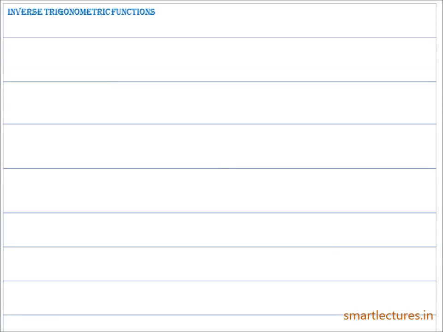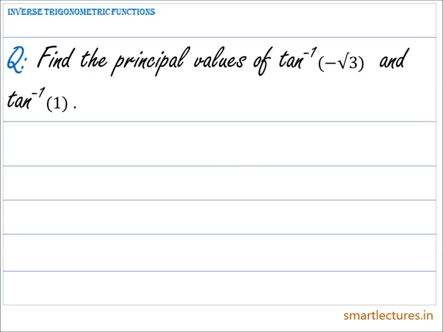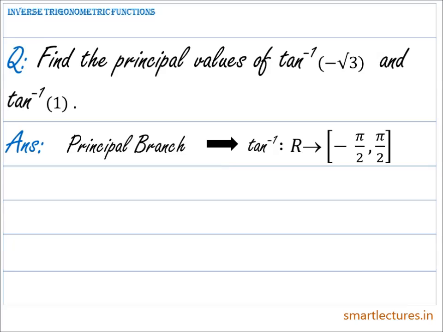Let's solve some more questions. Find the principal values of tan inverse minus under root 3 and tan inverse 1. You already know that in the principal value branch, the tan inverse function has its domain in the set of all real numbers, and its range is in this interval, minus half pi to half pi.